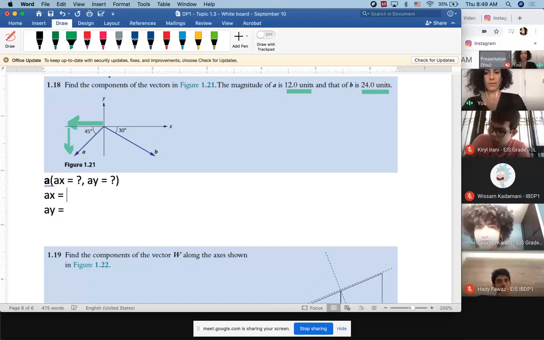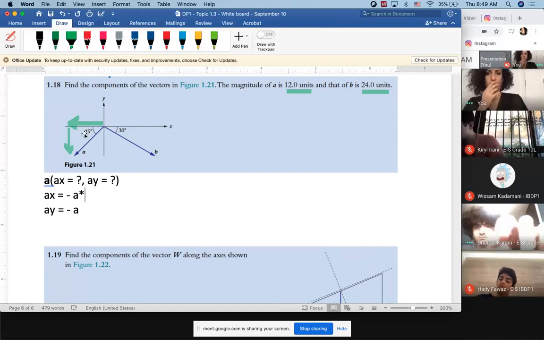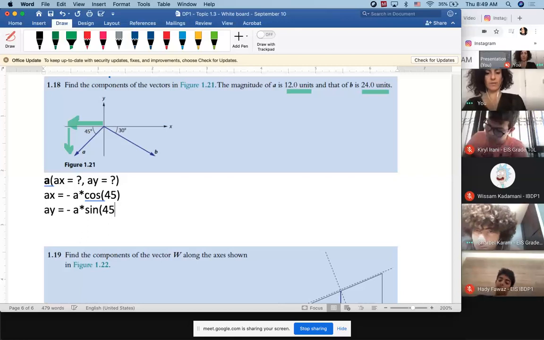What about AY? Also negative. So this one I'm going to write A and this I'm going to write A, then multiplied by. Do you see AX being adjacent or opposite to the angle 45? So it's cosine. Let it be cosine 45 degrees. Automatically, the other one is going to be sine 45 degrees. Okay, done. Now give me your final answer.